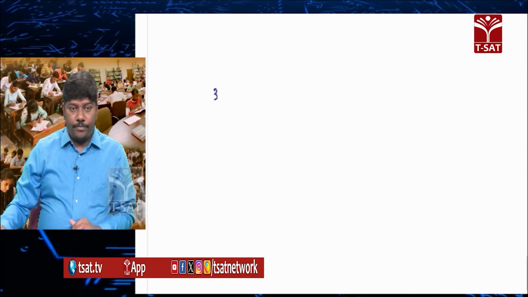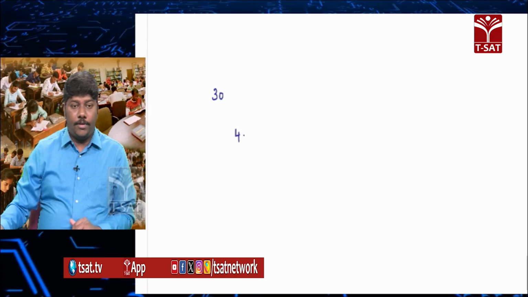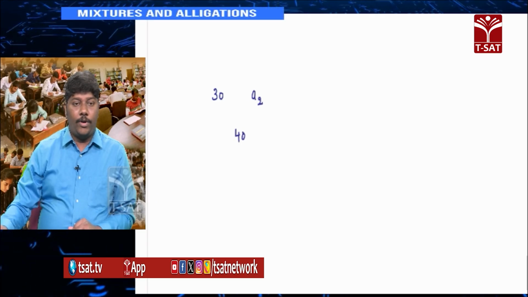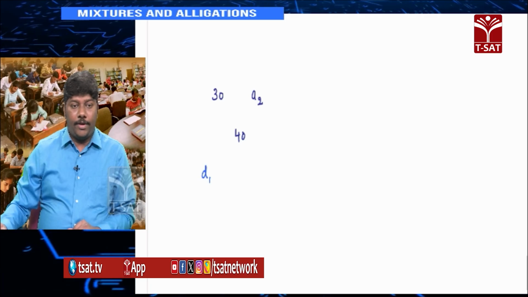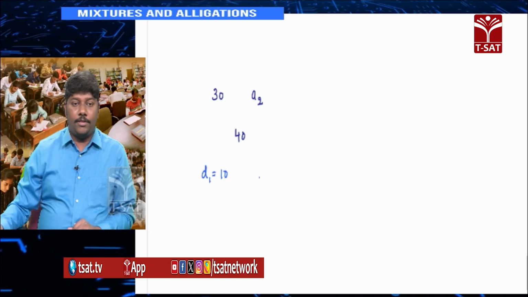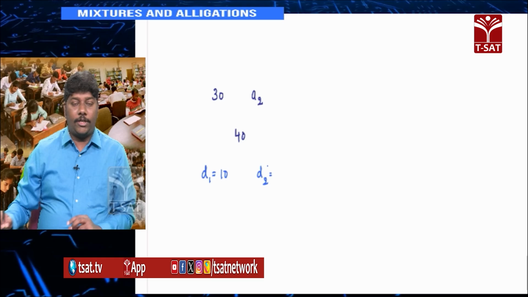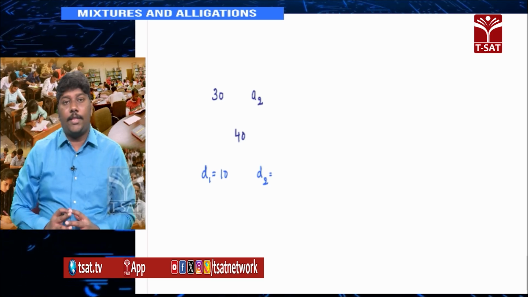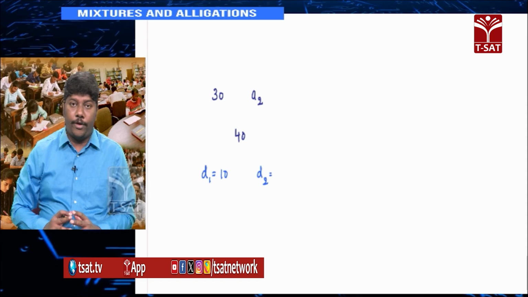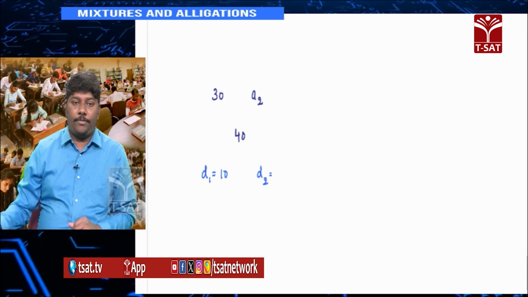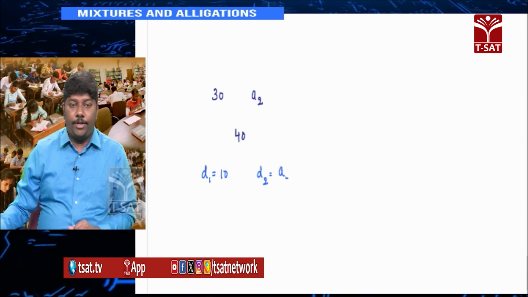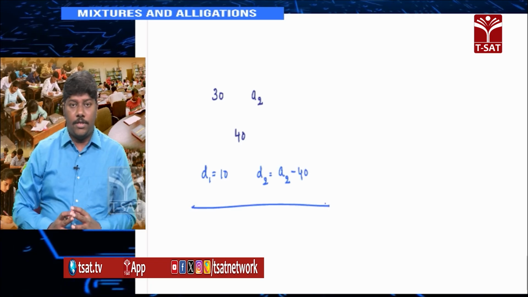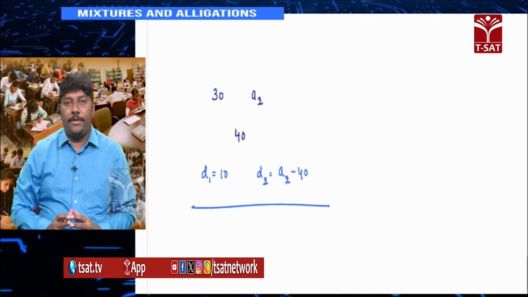Suppose I give you this is 30, this one is 40, your A2 is A2 only. Now, what is your D1? D1 is equal to 10 because you know the difference. Now, what is D2? Can I write 40 minus A2 or A2 minus 40? That is very important. Here 30 is less than 40, therefore A2 should be greater than 40. So, D2 should be A2 minus 40, right? So, I am telling you various ways how we find D1 and D2.